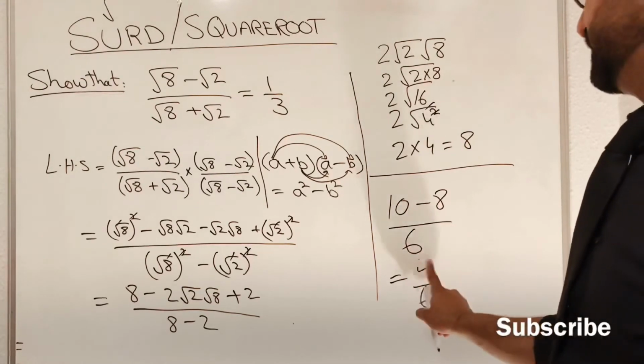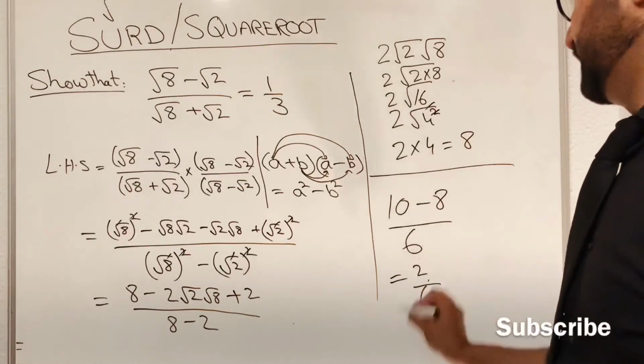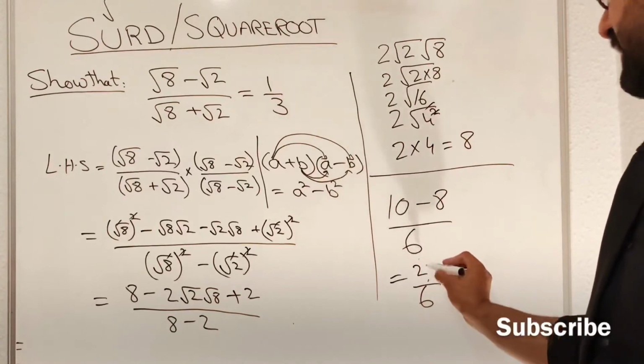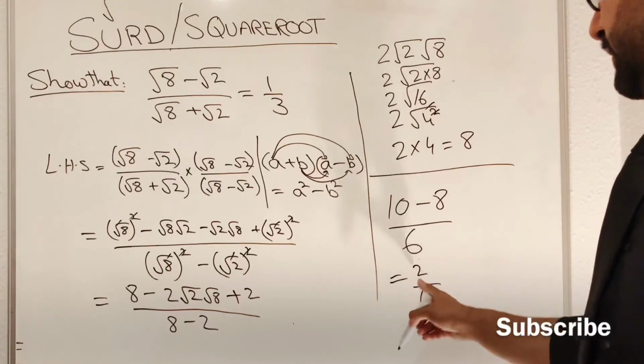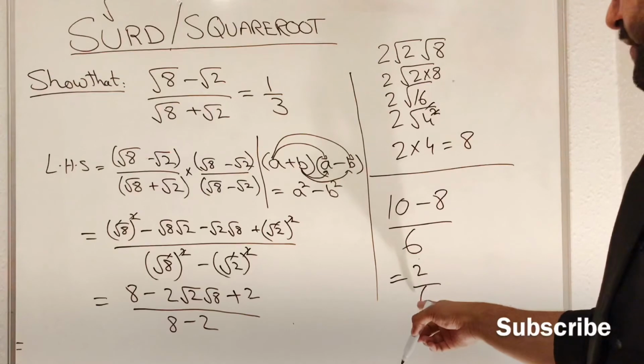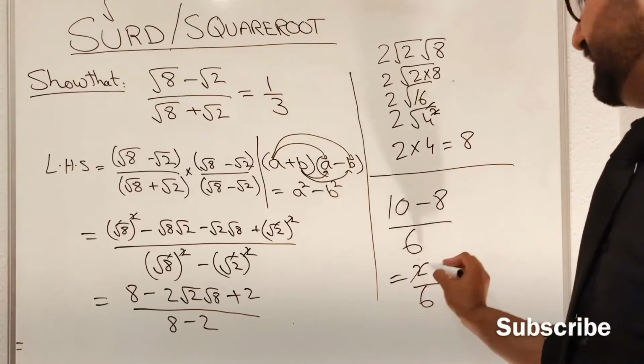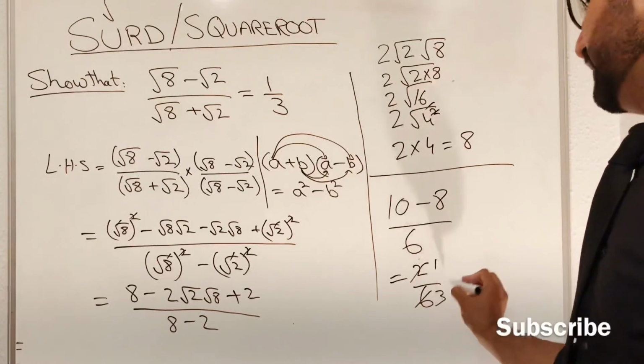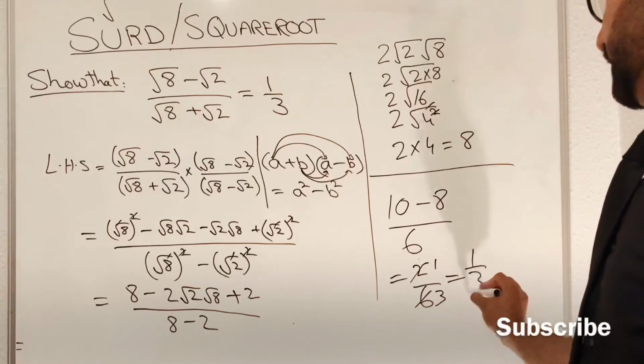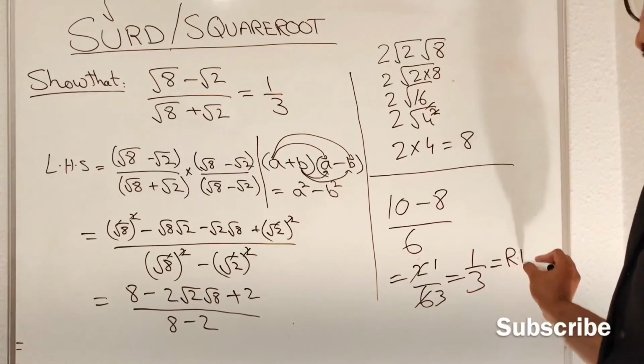Or 10 minus 8 will say 2 over 6. So now 2 can multiply 3 to get 6. So 2 cancel with 1 and that becomes 3. So 1 over 3 is equal to the right hand side.